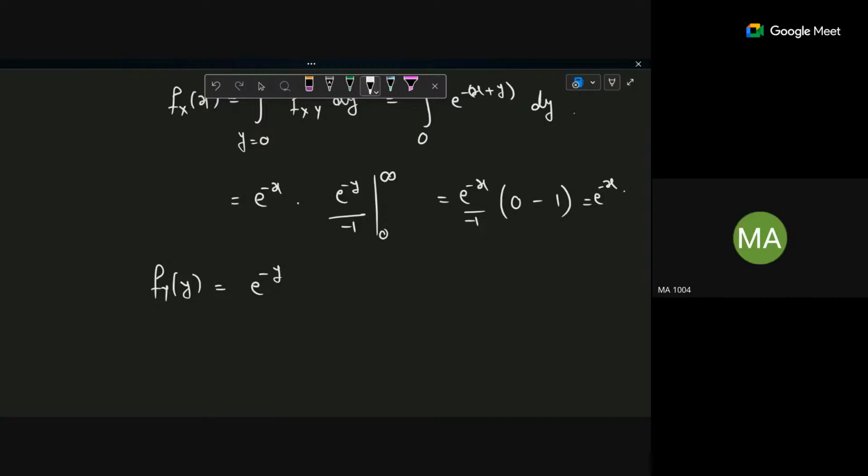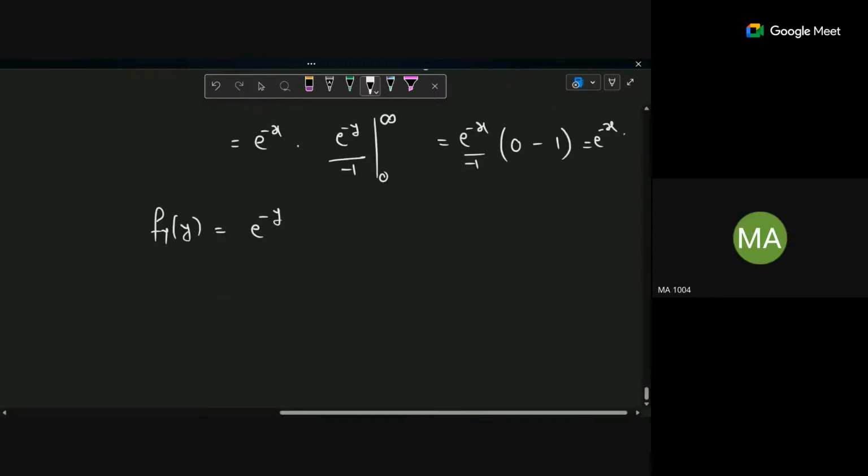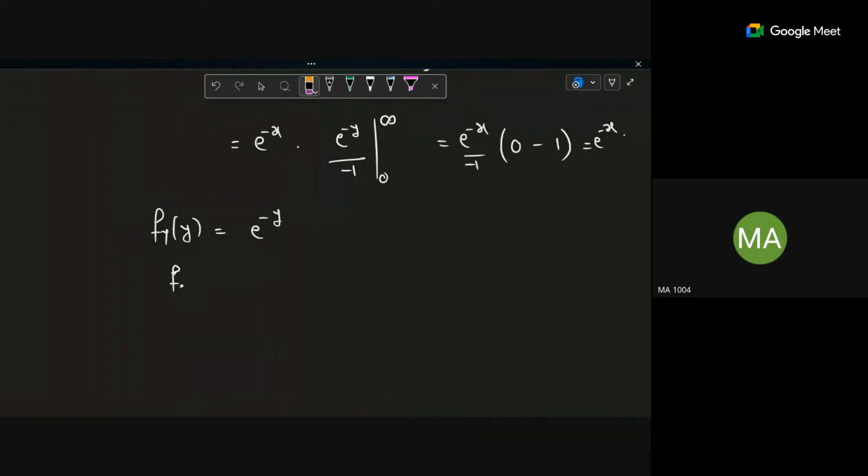So from here we can say that x and y are independent, right? Why can we say that? Because if we multiply e to the power minus x into e to the power minus y, we get our fxy. It's nothing but the product of the marginals. So independent.